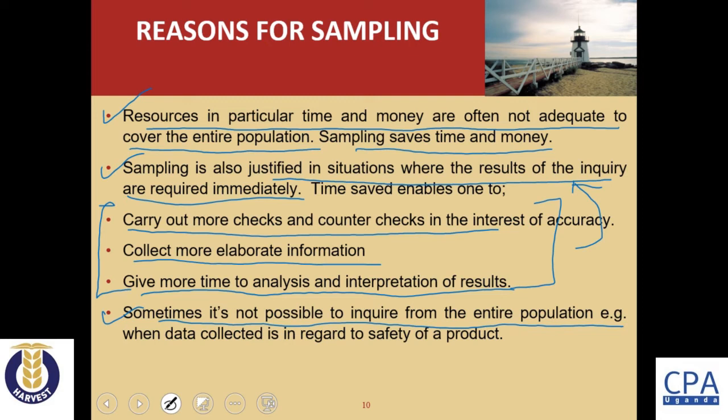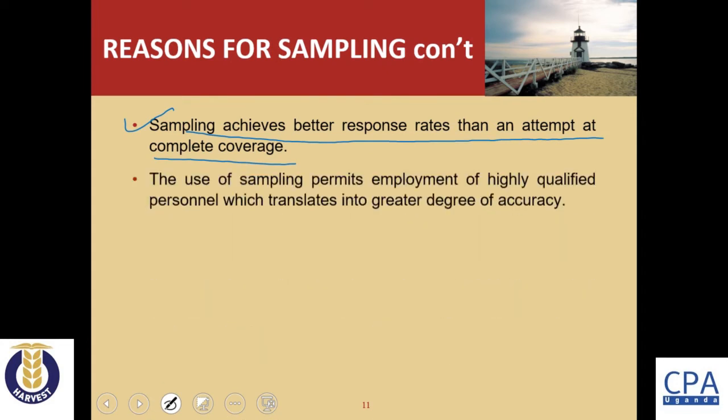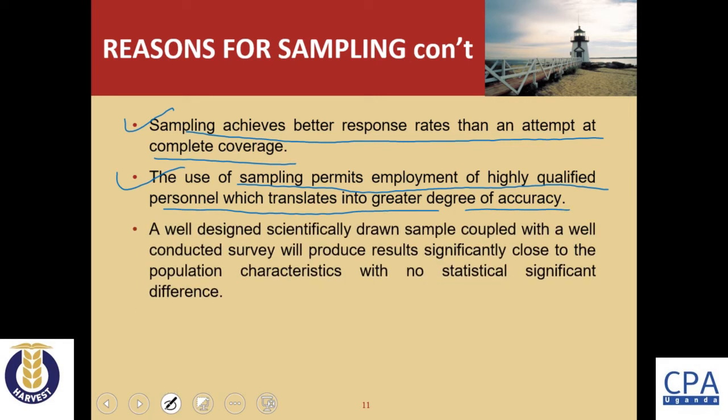Next, sampling is justified because sometimes it is not possible to inquire from the entire population. Okay, not all respondents are willing to give you responses, so you may not inquire from the entire population. Next, we're saying sampling is important because it actually achieves better response rates than an attempt at complete coverage of the population. And then we are saying the use of sampling will permit you to employ highly qualified personnel, which translates into a greater degree of accuracy.